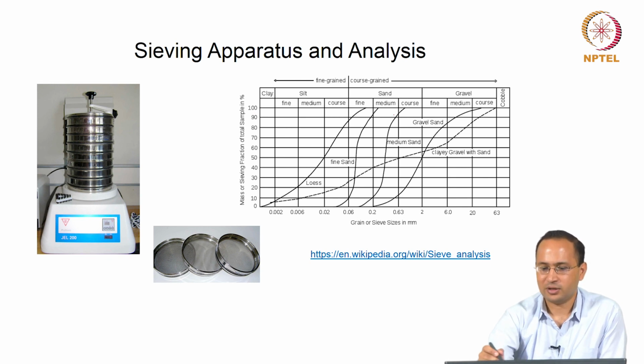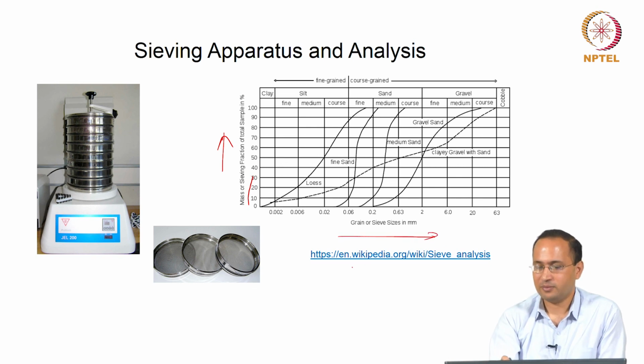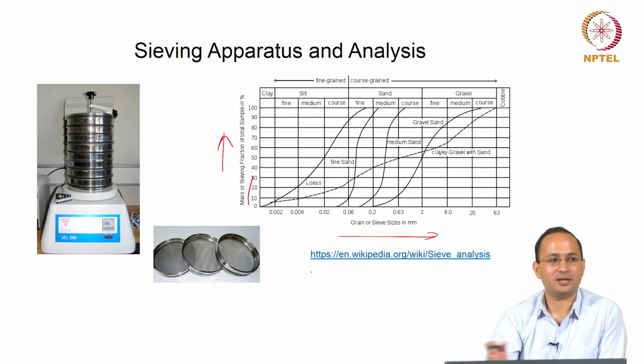This is a typical particle size distribution you get. On the y axis we have the mass or sieving fraction of total sample, in percentage, and on the x axis we have sieve sizes for different types of materials, starting from gravel, sand, silt, clay. It can tell you which one is finer and what the range is.